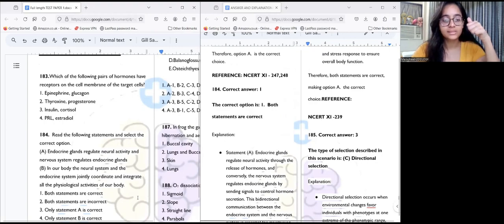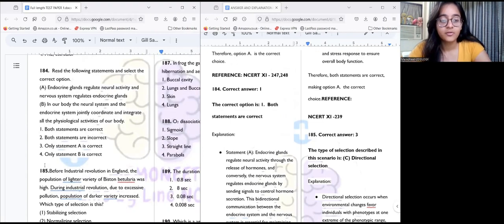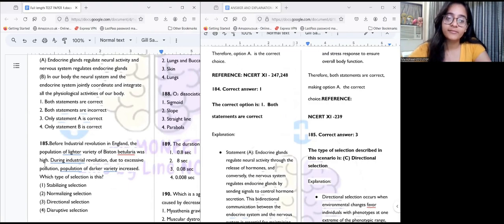Next is, in our body, both neural system and endocrine system jointly coordinate and integrate physiological activities. Obviously, because endocrine controls neural, neural controls endocrine. So both are correct. For the 185th question: before the Industrial Revolution in England, the population of the lighter variety of bacteria was high.